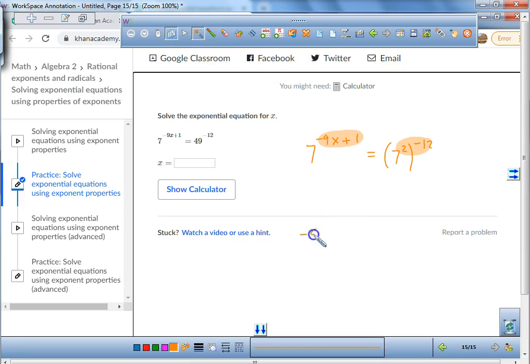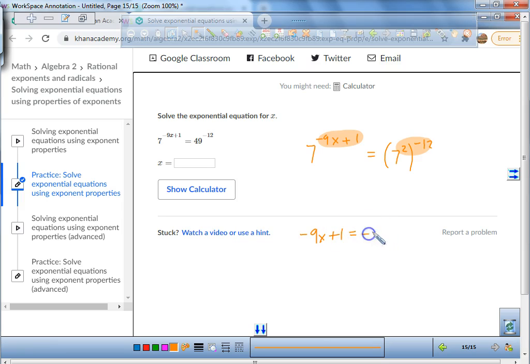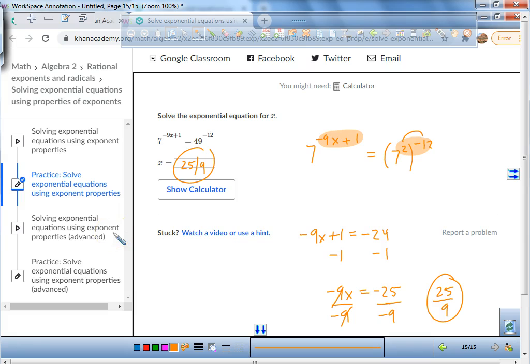So I got negative 9x plus 1 equals negative 24. Where the heck did I get negative 24? Because 2 times negative 12 is negative 24. Then take away 1, take away 1. You get negative 25, and divide both sides by negative 9. And your answer is 25 over 9, because the negatives cancel out. So what am I going to put right here? 25 over 9.